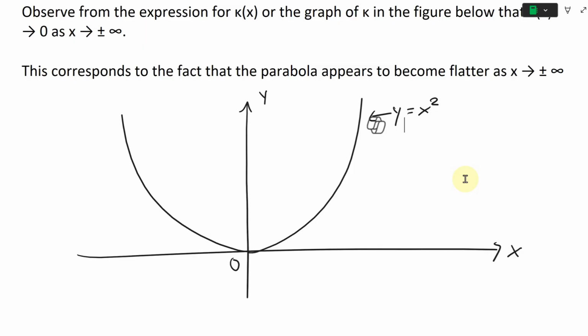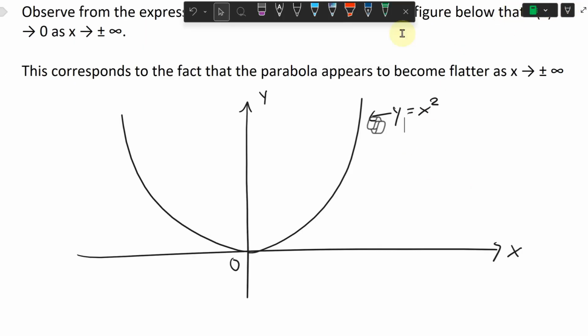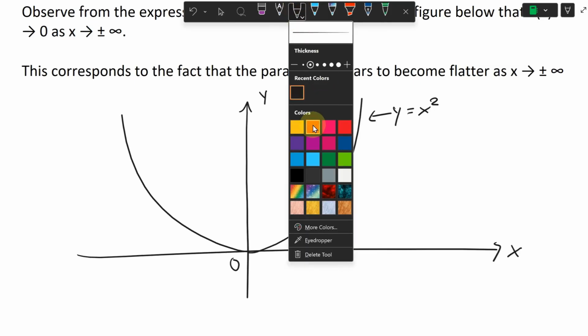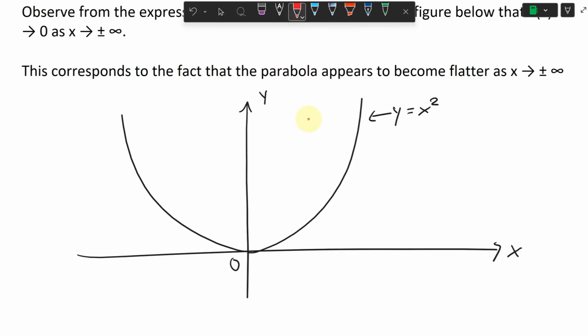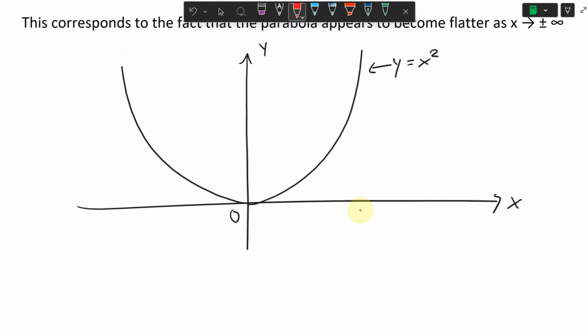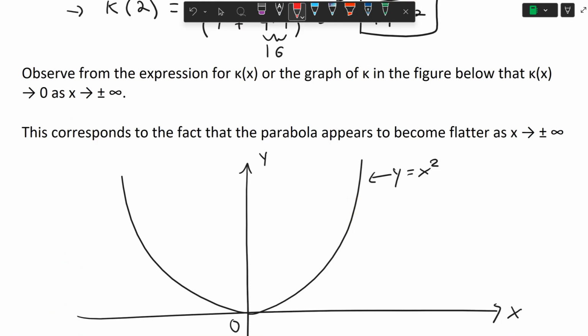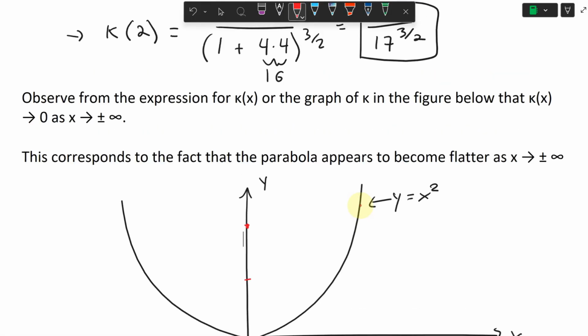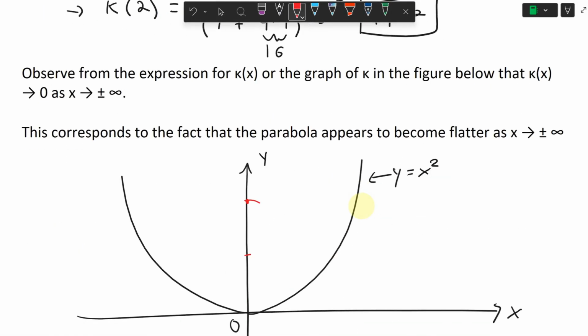And then now if we draw the other graph, I'll do this in red. Remember, at the origin the curvature is 2. So for the curvature, it's going to be at 2. It's going to be 1, 2. So this is at point 2, and then as you go to infinity, it just smooths out. It goes like that.